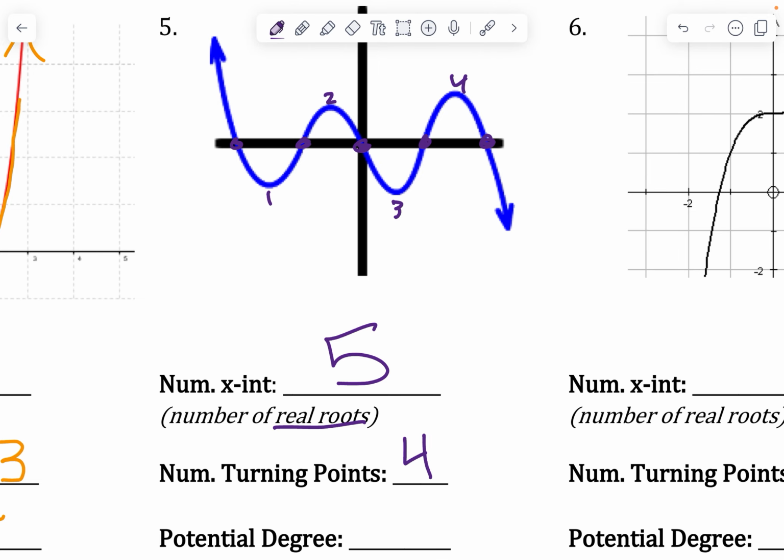So same deal, looking at potential degree. This time, all right, I'm going to look at turning points. If I add 1 to that, it'd be 5. And let's just double check. Does 5 make sense? Well, 1, I have 5 real roots. So this one actually does kind of match up to that. But 2, look at my end behavior. I have 1 arrow going up, 1 arrow going down. So my degree should be odd. I think 5 works here.